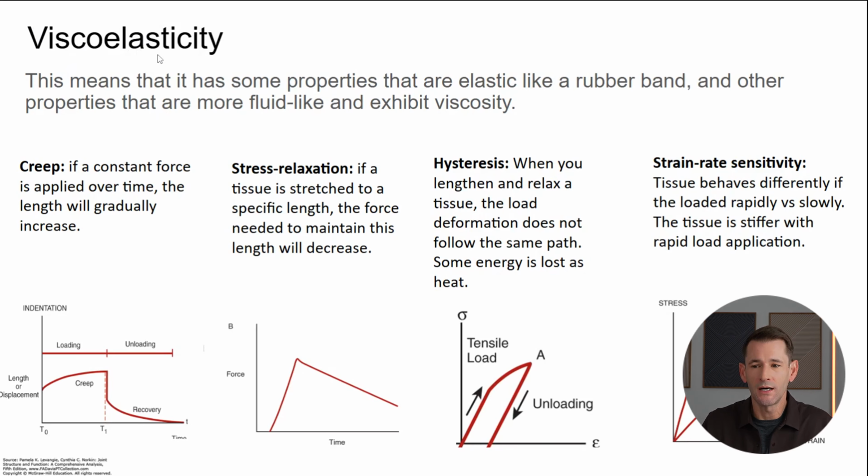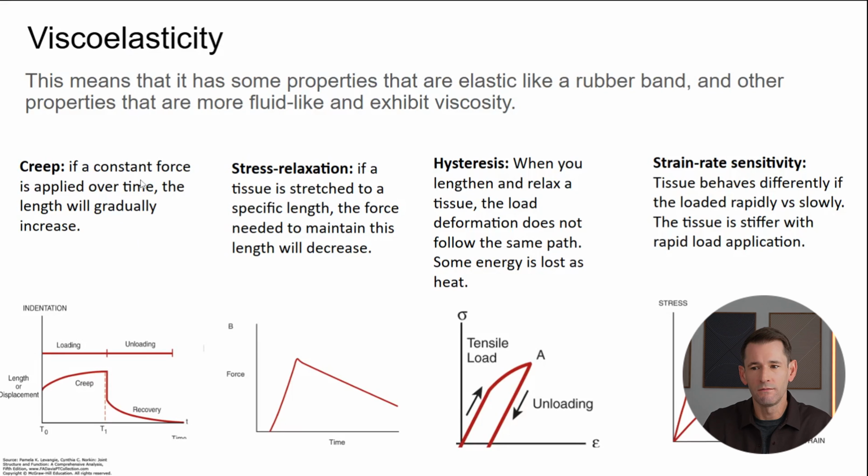Let's move on to the concept of viscoelasticity. And all this means is that biological tissue has some properties that are elastic, like a rubber band, and some properties that are more fluid-like. So let the name help you here. Visco is viscous, so that's fluid. Elasticity, that's elastic. So if you use the word viscoelasticity, it will remind you that the definition is that biological tissue has some properties that are elastic-like, and some properties that have a little bit more fluid-like properties.